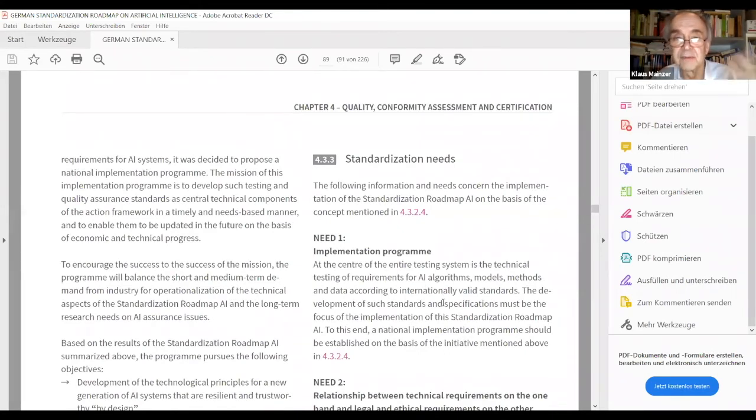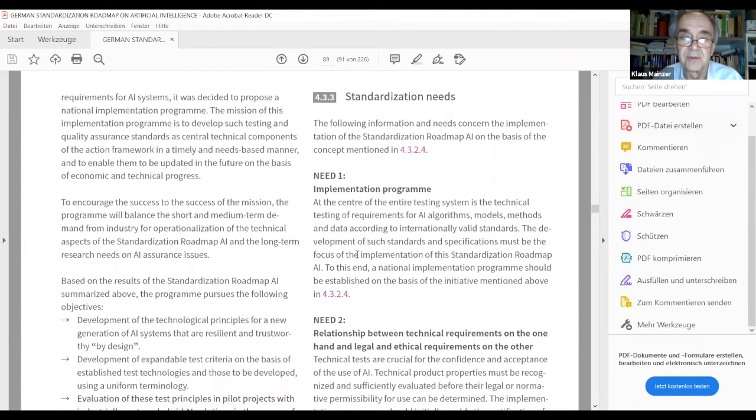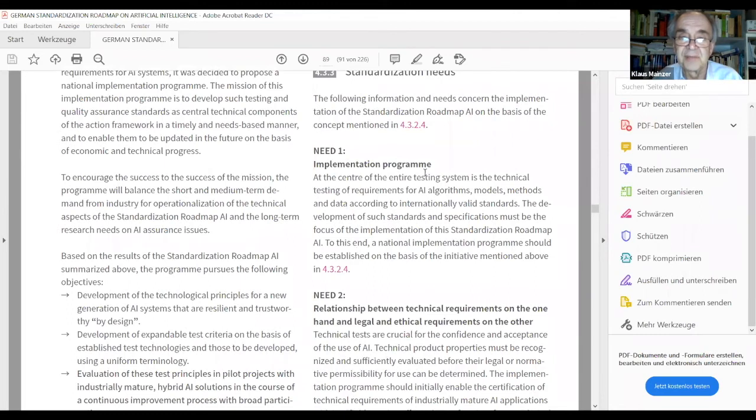I mentioned that we conclude our elaboration with needs in that special field. Here in the field of certification and verification, what we need is implementation programs, relationship between technical requirements on the one hand and legal and ethical requirements on the other.